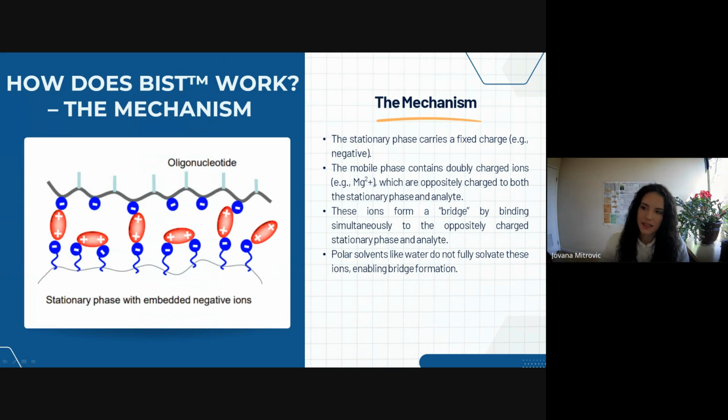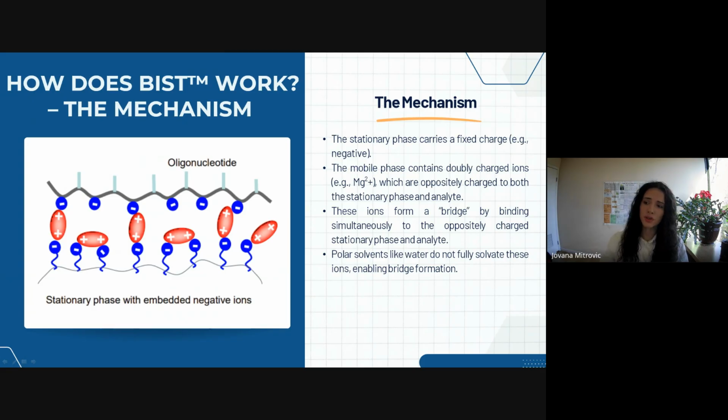The BIST mechanism relies on a bridge formed between the stationary phase and the analyte via doubly charged ions, such as, for example, magnesium. The stationary phase carries a fixed charge. So let's say it's negatively charged. The analyte, like oligonucleotide, is also negatively charged. So normally, these two would repel each other.